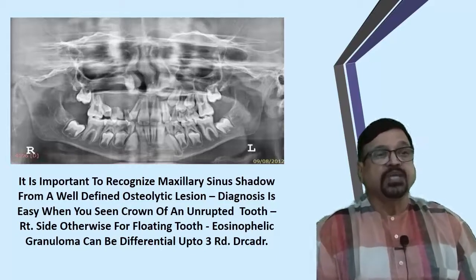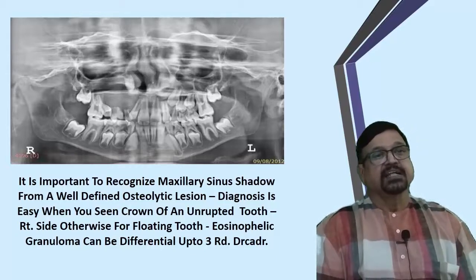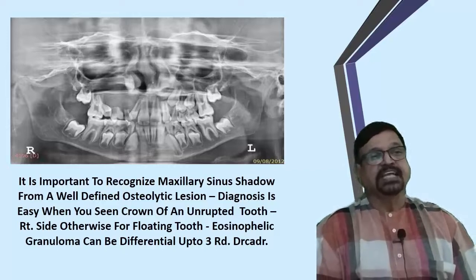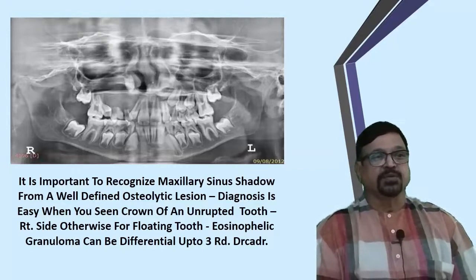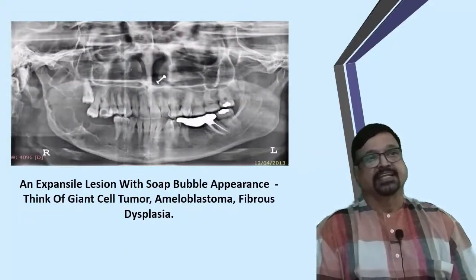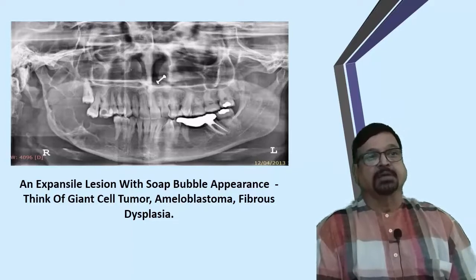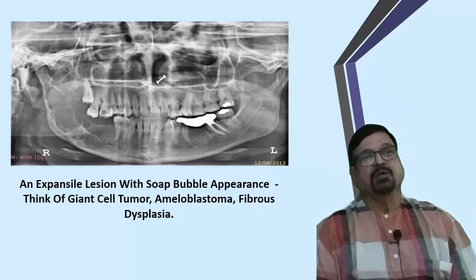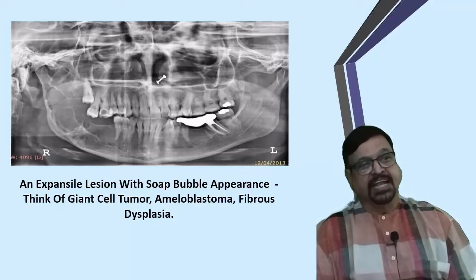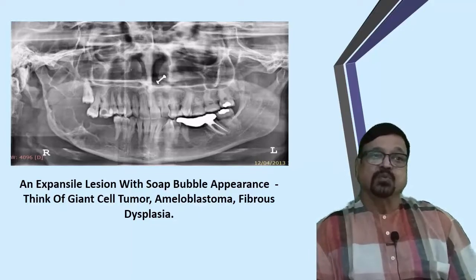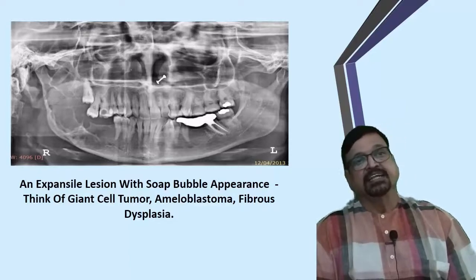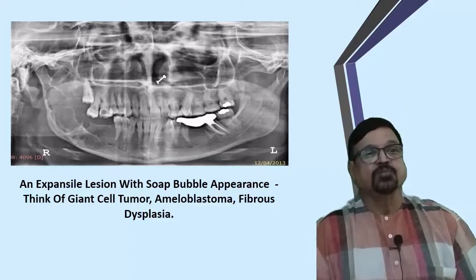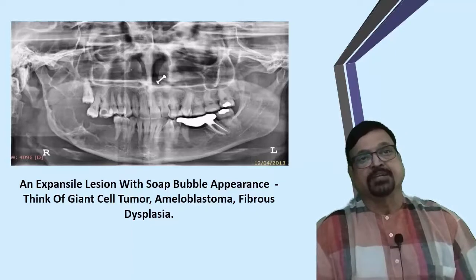Now if the teeth are elevated, we have seen it can be a differential for the floating tooth. Now here teeth are extracted. There are no teeth over the lesion. The lesions are expansile. Lesions have a soap bubble appearance. So an expansile lesion with multiple osteolytic lesions within it with loss of teeth indicates a differential between a giant cell tumor, an ameloblastoma or fibrous dysplasia.